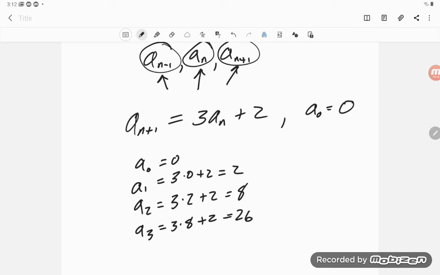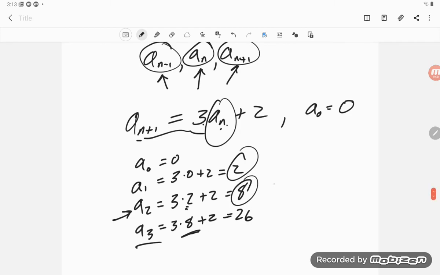And so you see, all I'm doing here with a sub n plus 1 is I realize, okay, to get my next number, I need the previous number, which I got right there, and multiply it by 3 and add 2. Okay, that gave me 8. Now, to get the next number, I need to take that previous number, the 8, and 3 times 8 is 24, plus 2 is 26, and so on. Okay, so that is a recurrence relation.